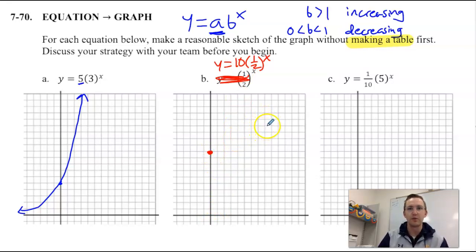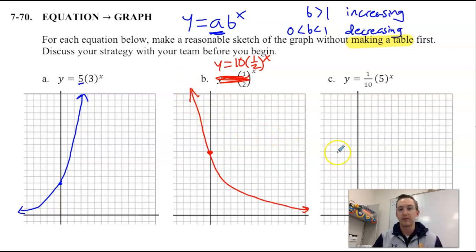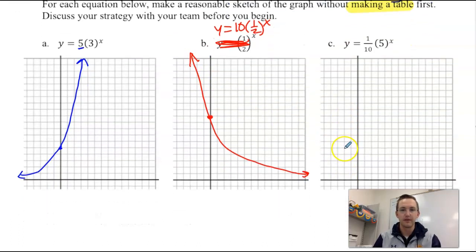1/2 is not bigger than 1, and it's between 0 and 1, so we know we have a decreasing function for our exponential function here. So that means we're going to be starting really big on the left, and we're going to get smaller as we go to the right, getting closer and closer to 0. So our graph would roughly look like this.